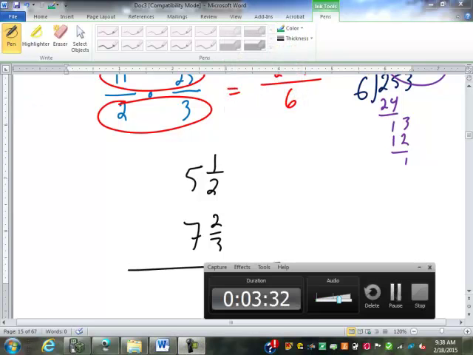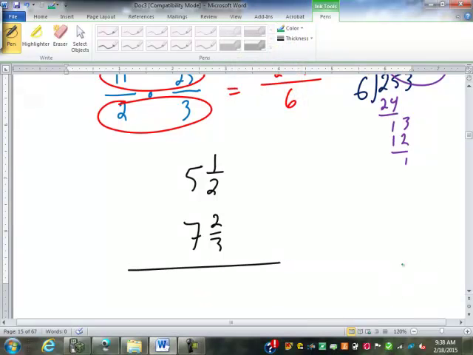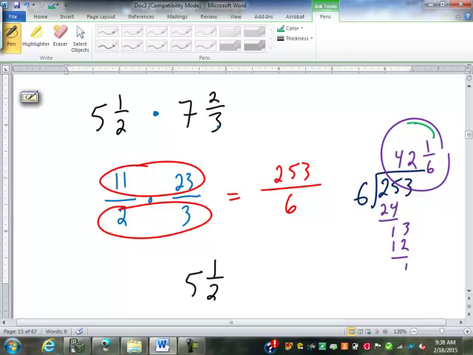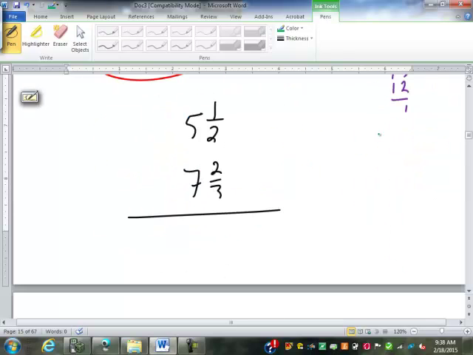Can't you just... It's a very common misconception. Can't you just multiply the 7 and 5 and then multiply the fractions? That would give you 35 and 1/3. The answer here is 42 and 1/6. So that does not work. Just like when you have something like 32 times 25, you have to do the 5 times 2, but you also have to do the 5 times 3.